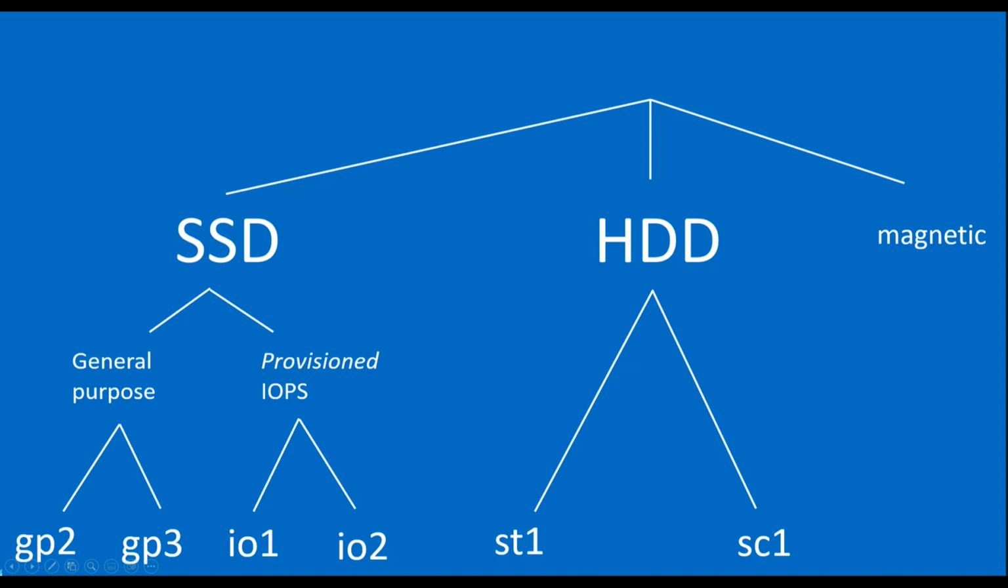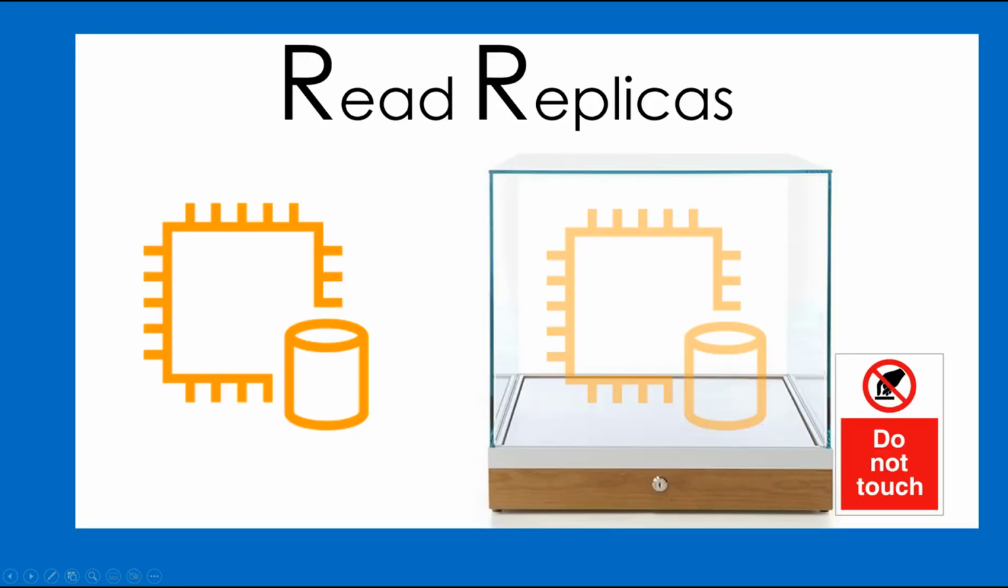Read replicas. Now this discussion is about improving performance. It's not chiefly about failover. If your database instance doesn't meet your performance requirements, you have the option to scale up vertically or scale out horizontally, depending on where the bottleneck is.